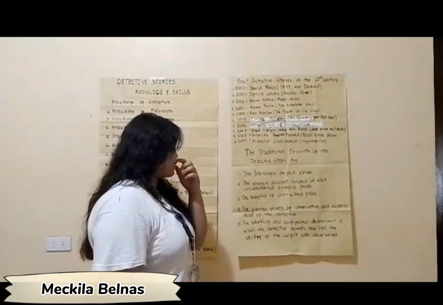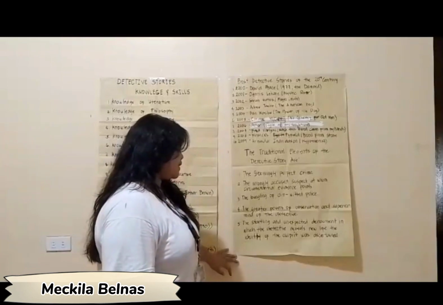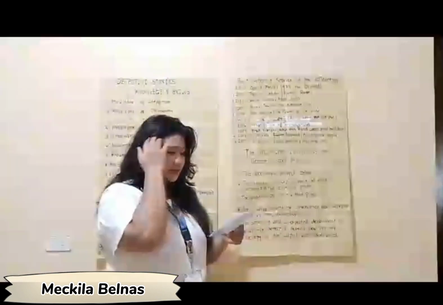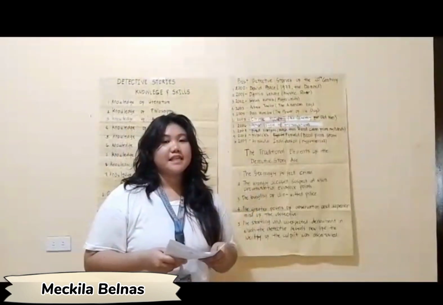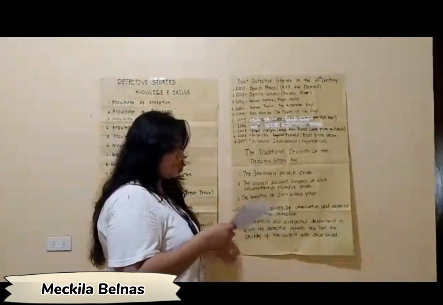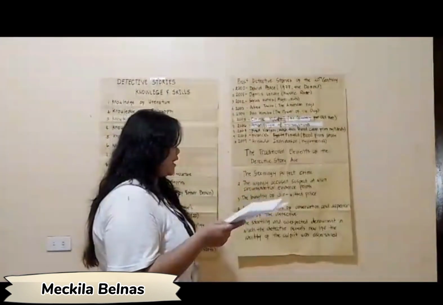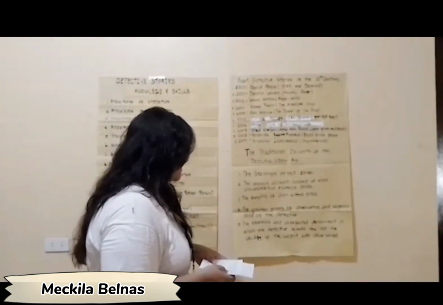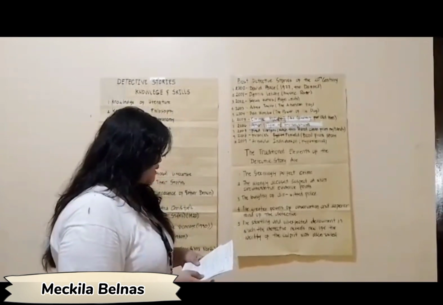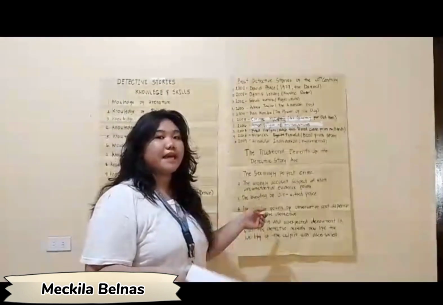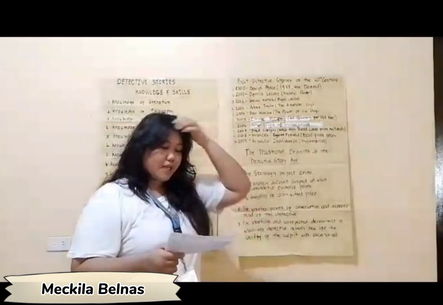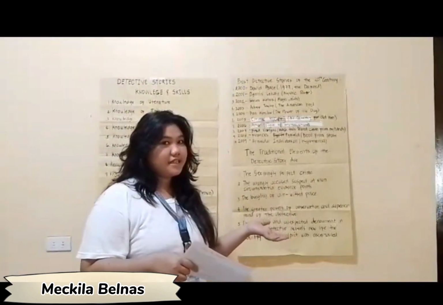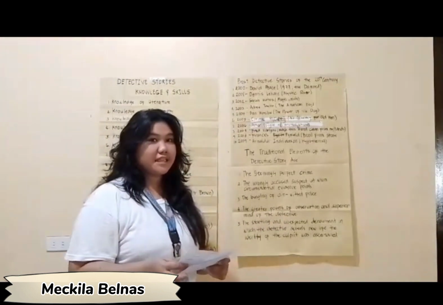Next is the wrongly accused suspect at whom circumstantial evidence points. Of course, there should be a suspect who is suspected of a crime that happened, with circumstantial evidence. Next is bungling or dim-witted police. There should be police characters who do not know about the crime that happened.